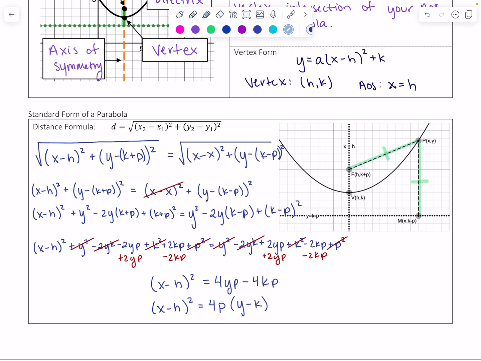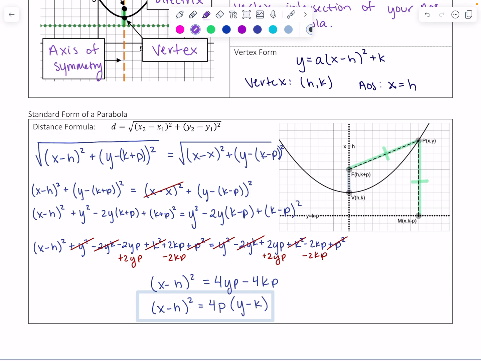So you don't have to copy all of this down, but you do need to know that (x minus h) squared is equal to 4p times (y minus k). And also, you need to know that the distance between our vertex and our purple one, right?